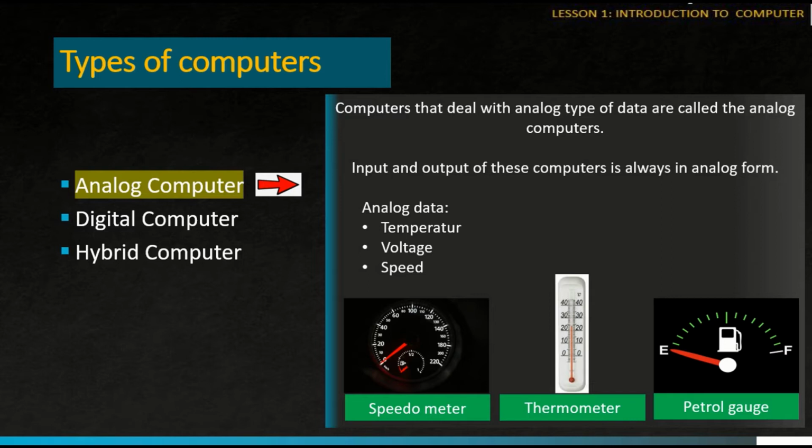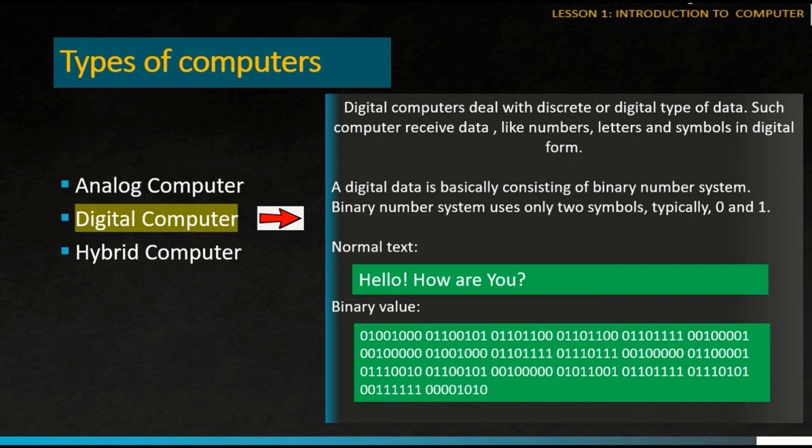When analog data, like temperature, voltage, or speed, is provided as input to the analog computers, they produce some results after processing them. For example, speedometer that measures speed, is an analog computer. You may have used or seen a variety of analog computers in your life. Other examples include thermometer, vehicle petrol gauge and etc. Today when we refer to a computer, we usually mean digital computer. However, listeners must be aware that there are other computer types that exist.